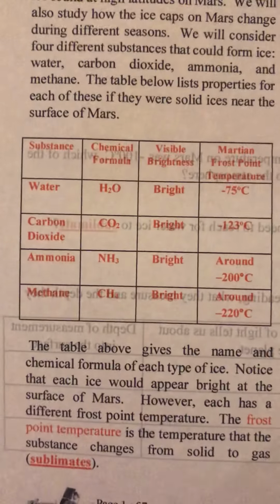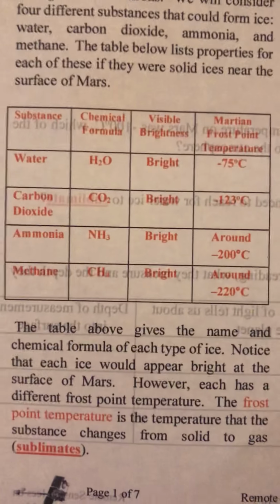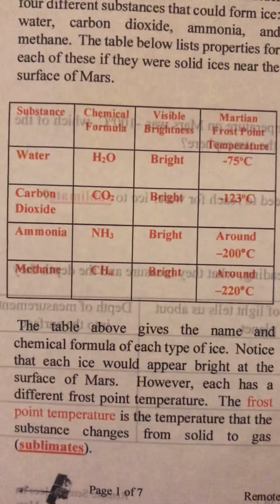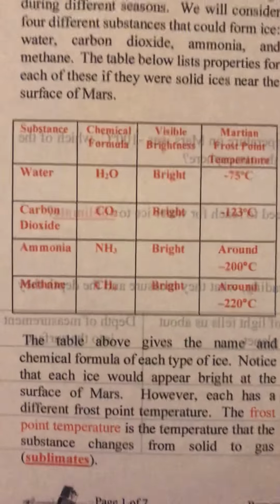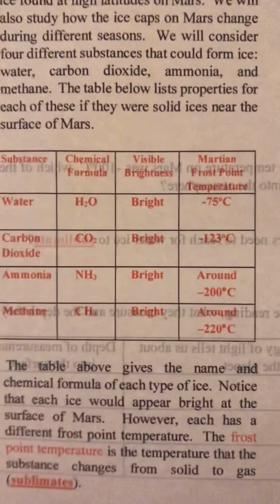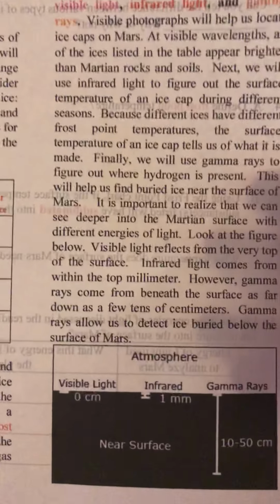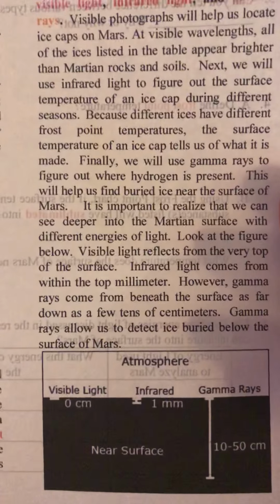So if you look over at this chart, visible brightness, all your different types of ices, water, carbon dioxide, ammonia, and methane, all appear bright. So visible light's simply going to show you the presence of some sort of ice when you're looking at that.